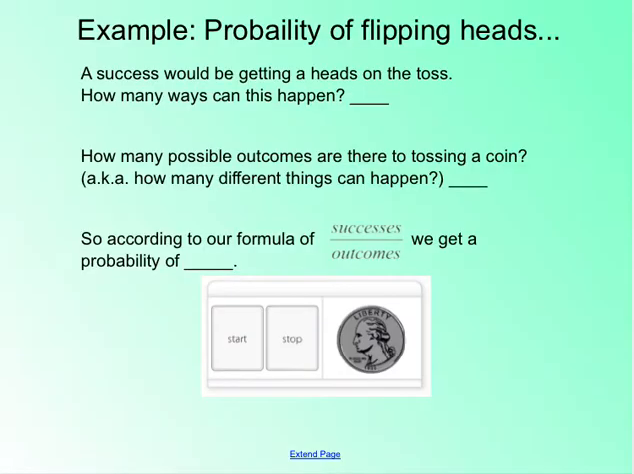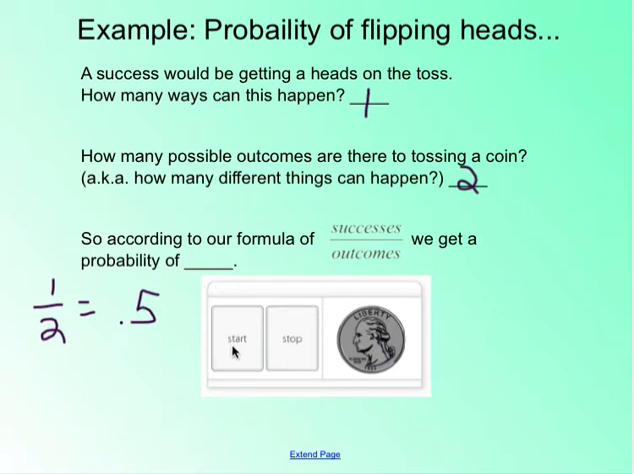For example, a success would be getting a heads on the toss. How many ways can that happen? Well, let's think about it. If I have a two-sided coin, how many ways can I get a head? Just one. How many outcomes are there for tossing a coin? Either I get a heads or I get a tails, so there's two options. According to our formula, we're going to do 1 over 2, which gives us a probability of 0.5. So there's an equally likely chance of getting heads or tails.